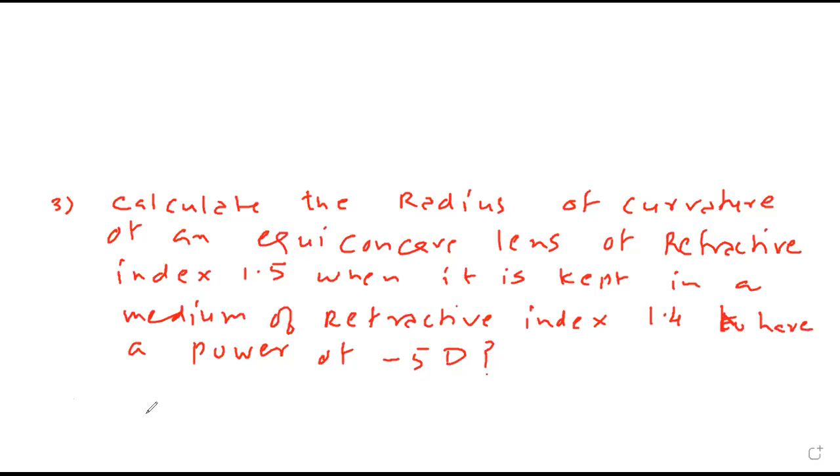Calculate radius of curvature of an equiconcave lens of refractive index 1.5 when it is kept in medium of 1.4. It is not kept in air, it is kept in another medium of 1.4 to have power of minus 5 diopter. Write the question, complete it, then say. Yes, copy it full.